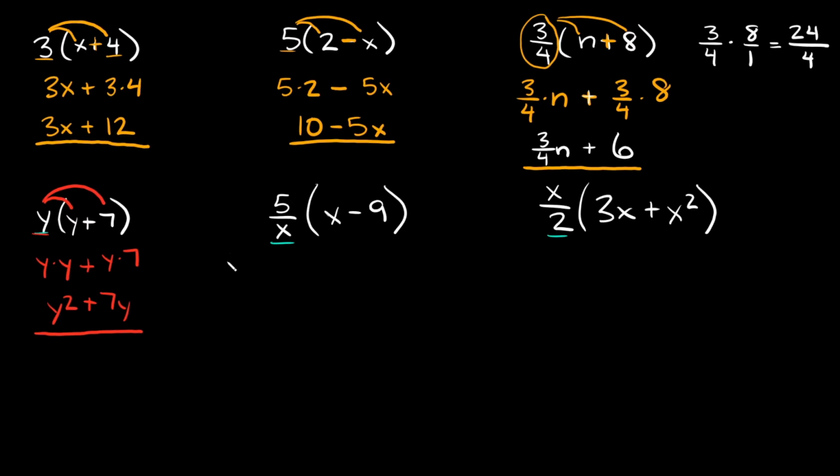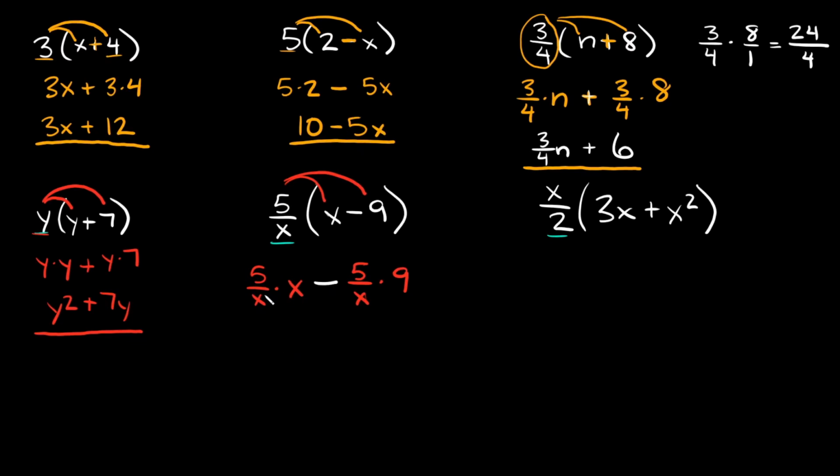So now let's go to this other example. So here I have 5 over x, and then inside here we have x minus 9, okay? So again, I'm going to take this whole thing out here and multiply it by x, and then multiply it by 9. Okay, so we're going to do 5 over x times x, and we're going to do 5 over x times 9. Okay, and don't forget, since we're subtracting here, we're still subtracting, okay?